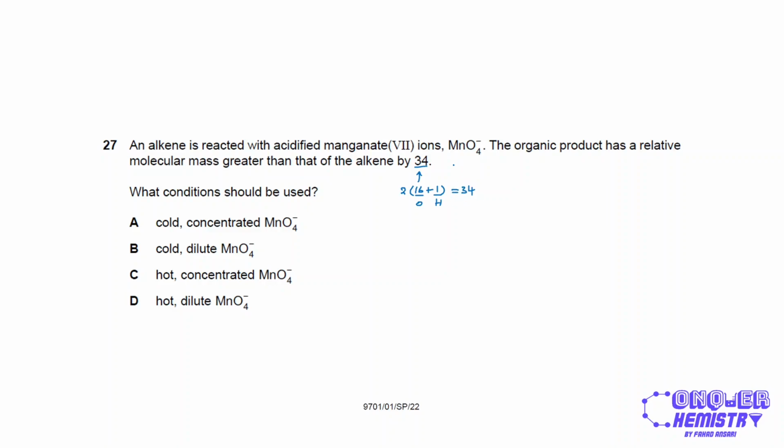So this means that we have 2 OH groups that have been added to the alkene. So that means this is going to be a diol. So an alkene forms a diol with manganate 7 ions when they are cold and dilute.